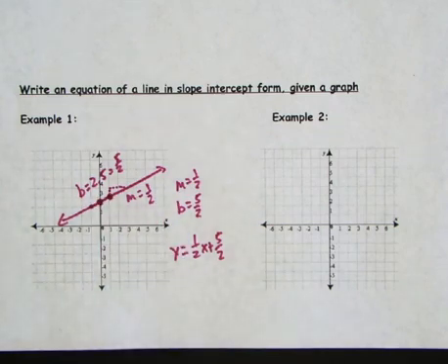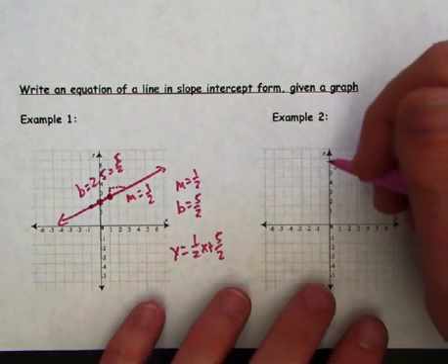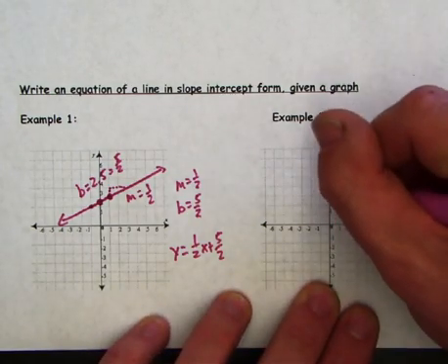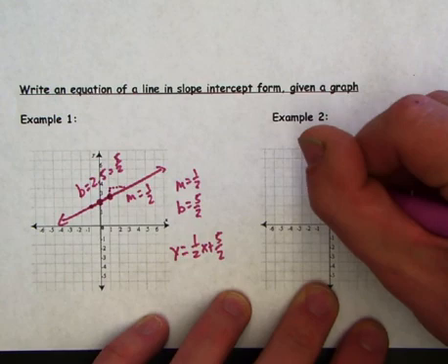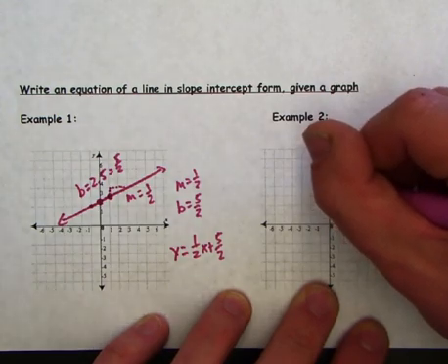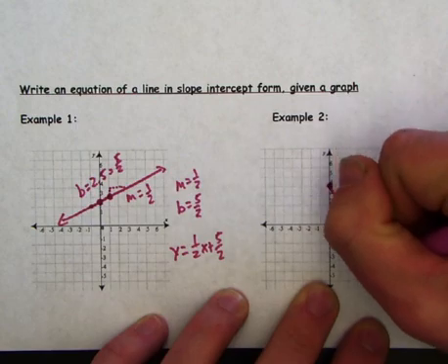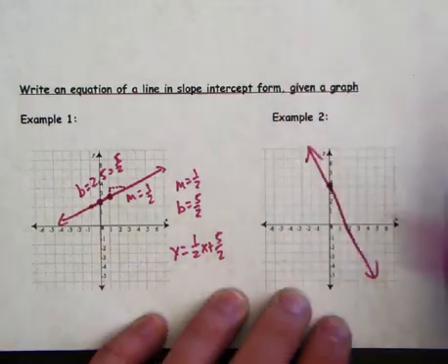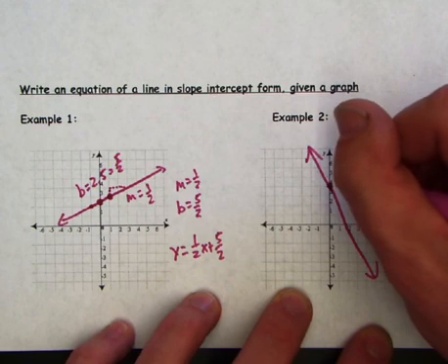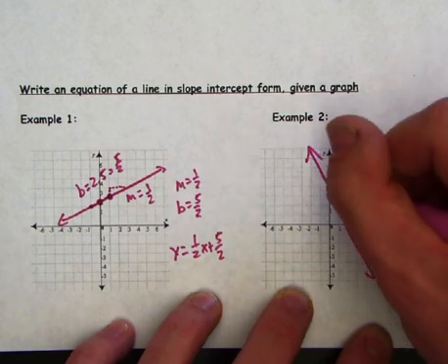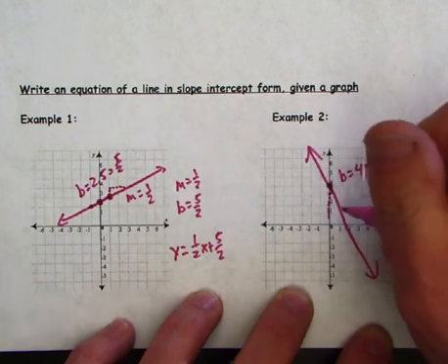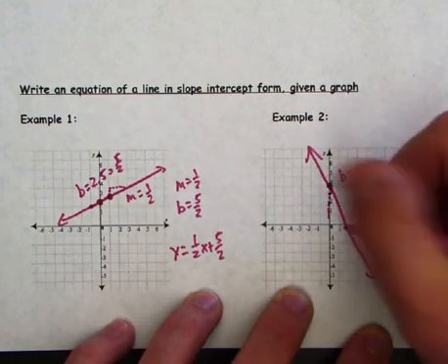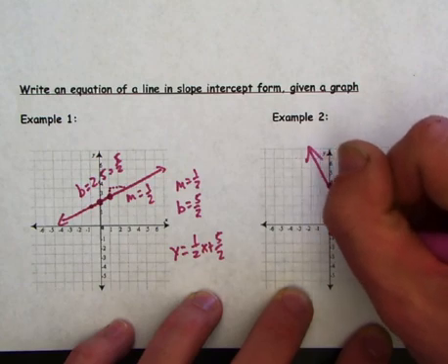Okay. Example number 2. Try to get this one right. Okay. We go from here like that. Okay. Our b value is at 4. So b equals 4. Our slope, we're going to go down 1, 2, 3, 4, 5, and go over 2.